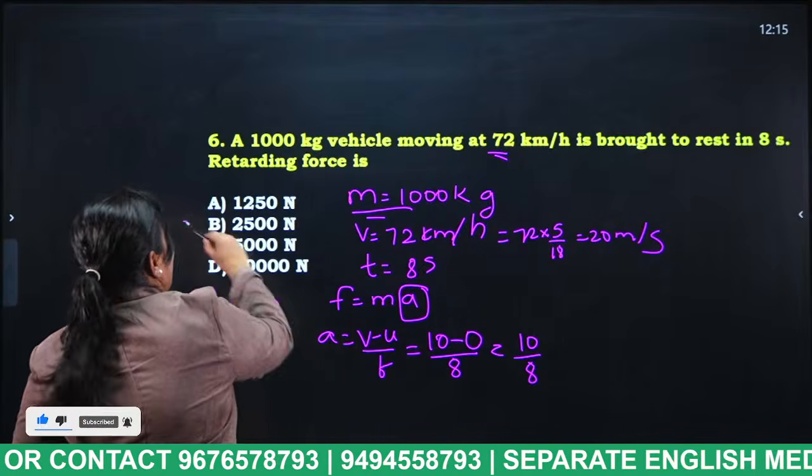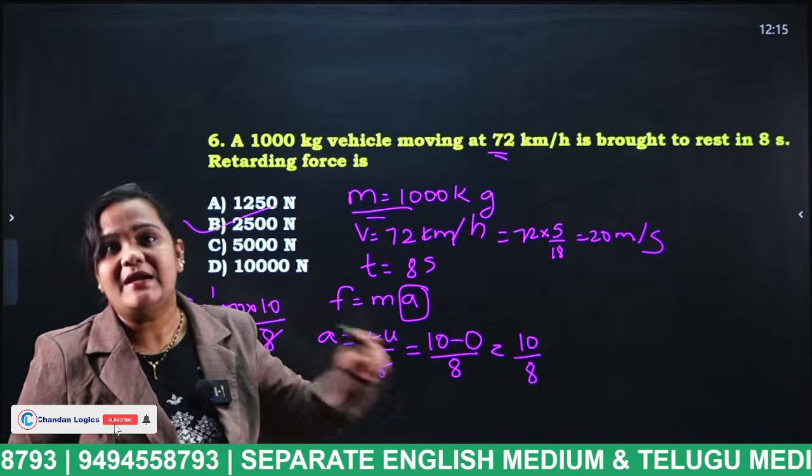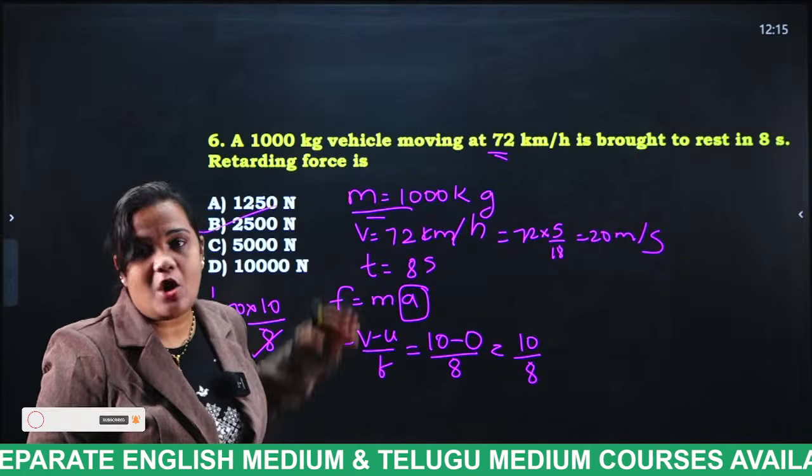Yes, very good. 2500 Newtons. So the retarding force is 2500 Newtons. Very good. So this is the way to solve the problems.